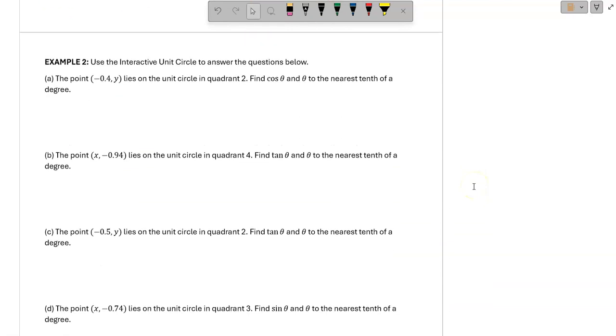Now, there's one more thing I want to do with our unit circle, and that is to find some missing points and also angles. In this example, it says the point negative 0.4, comma y, which means you don't know the y coordinate, lies on the unit circle, and specifically it lies in quadrant 2. We want to figure out what that y value is and what that theta value is so that we can then figure out cosine of theta. So how are we going to do that?